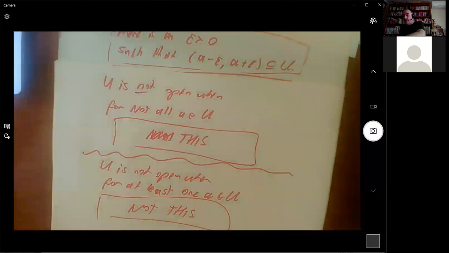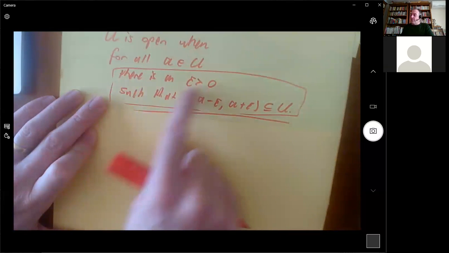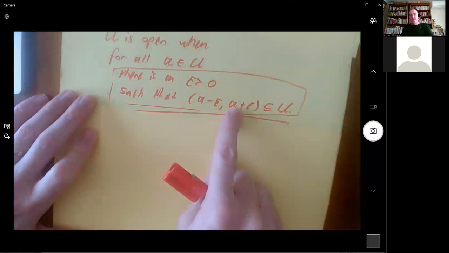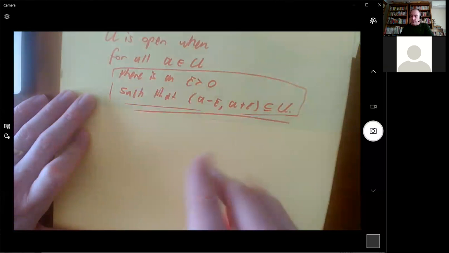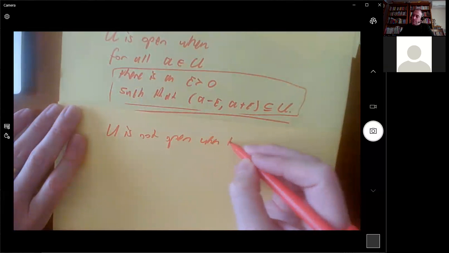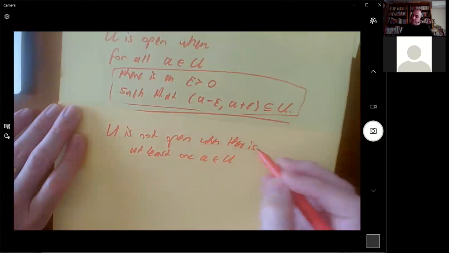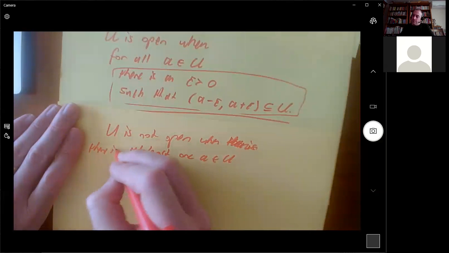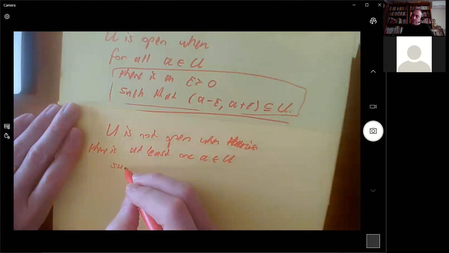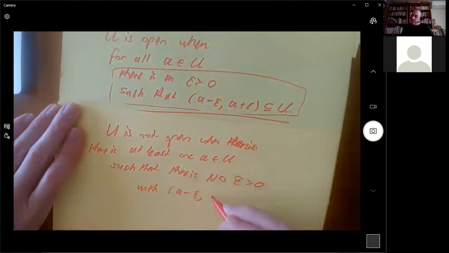So let me just come closer to this thing. What does not this mean? So this says there is an epsilon such that this is contained in U. If that's not true, then that means there's no epsilon such that this is contained in U. So U is not open when there is at least one A in U such that there is no epsilon greater than 0 with this thing contained in U.